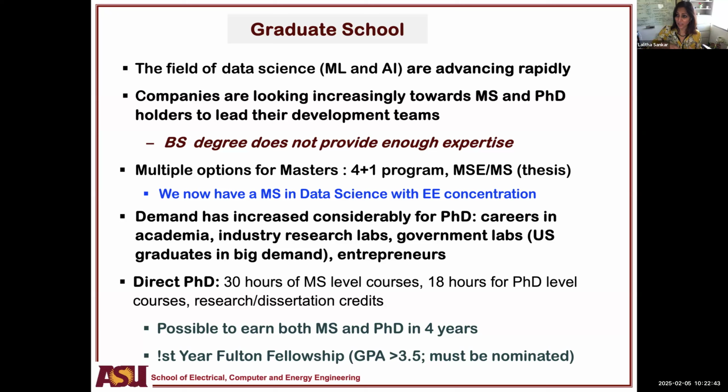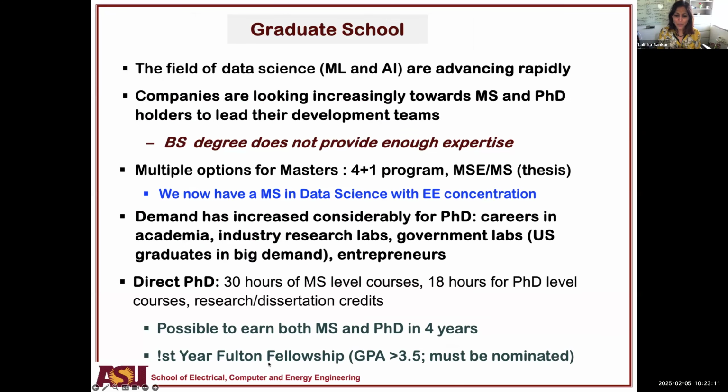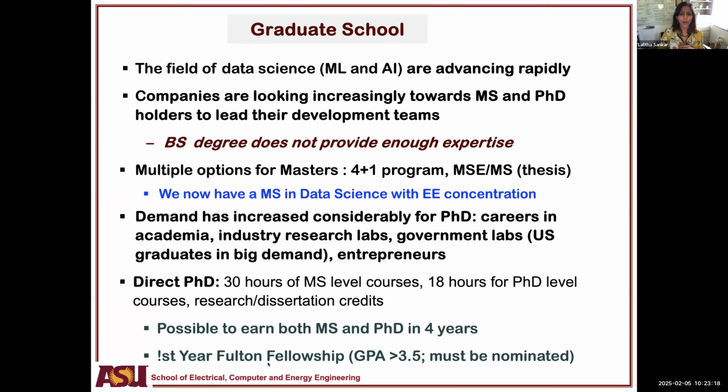By the way, we also have a master's in data science with an EE concentration. So that's also a possibility. We've already built that. There's a PhD program in data science. If you're a bachelor's student and you're really good, you started the 4+1 and now you think PhD is for you, generally you can get it done in 4 years. And there are opportunities to get a first-year Fulton Fellowship for PhD students. Okay. That is sort of where I am.